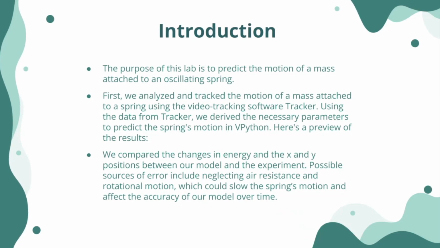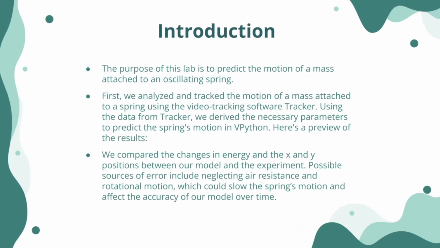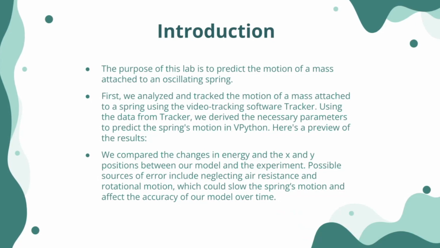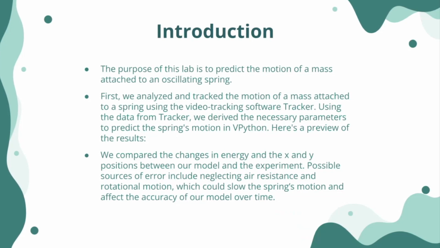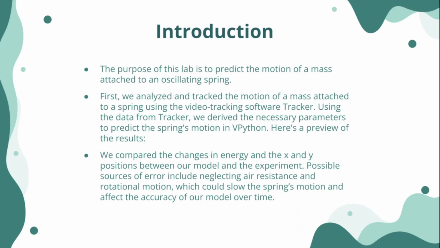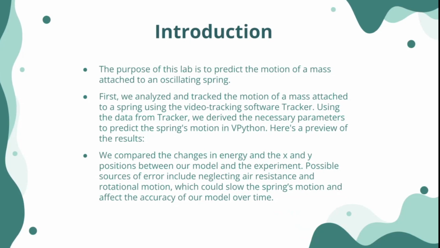Here's a preview of the results. We compared the changes in energy in the X and Y positions between our model and the experiment. Possible sources of error include neglecting air resistance and rotational motion, which could slow the spring's motion and affect the accuracy of our model over time.